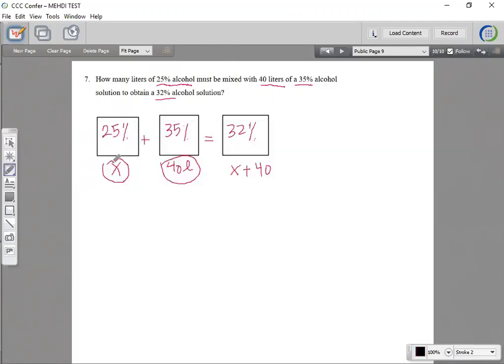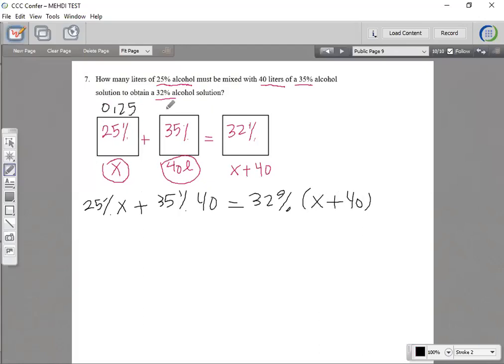All right, once you can picture this, then you can see how to set up the equation. So the equation simply would be amount times the strength. So it would be X times 25%. So 25% times X plus 35% times 40 must be equal to 32% times X plus 40. So this is your equation. All right, 25% is the same as 0.25, 35% divided by 100 would be 0.35, and 32% would be 0.32.